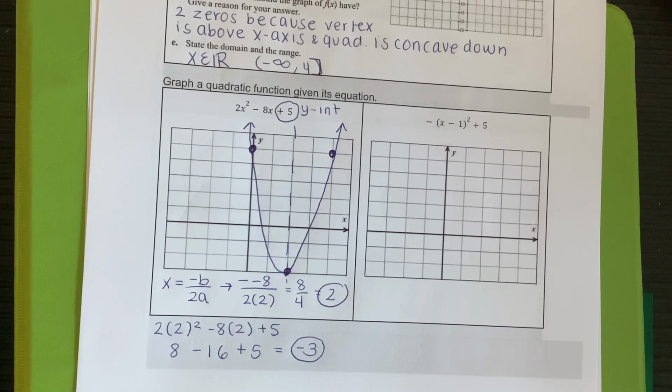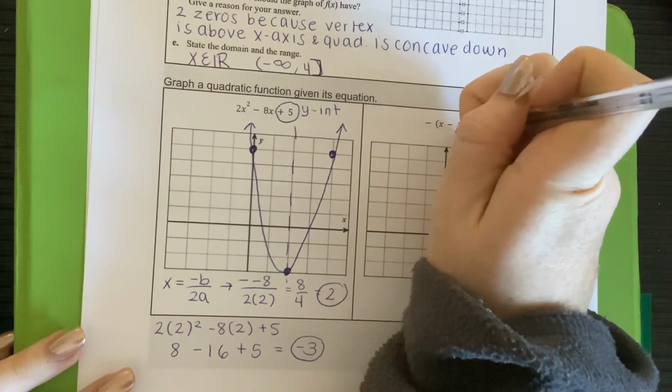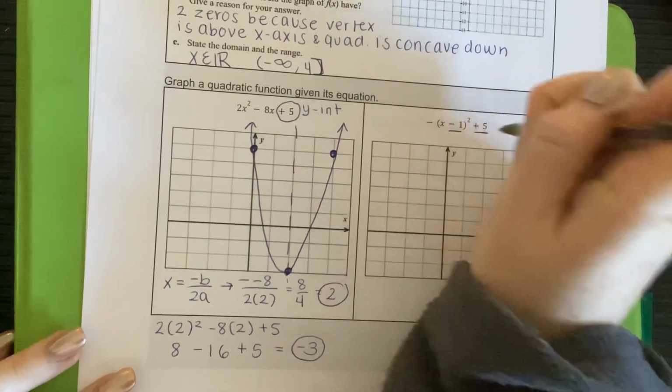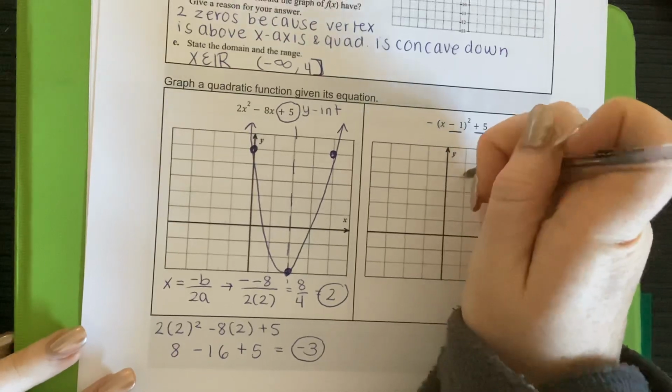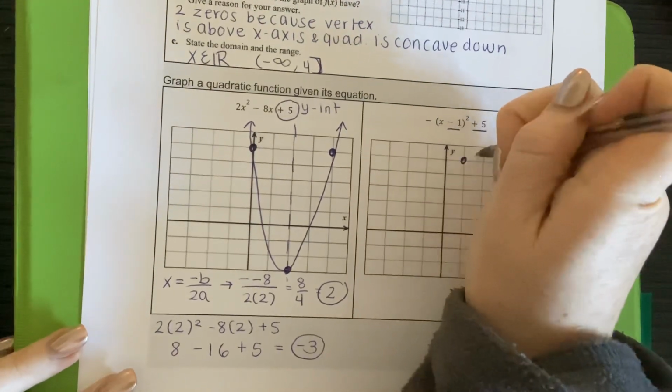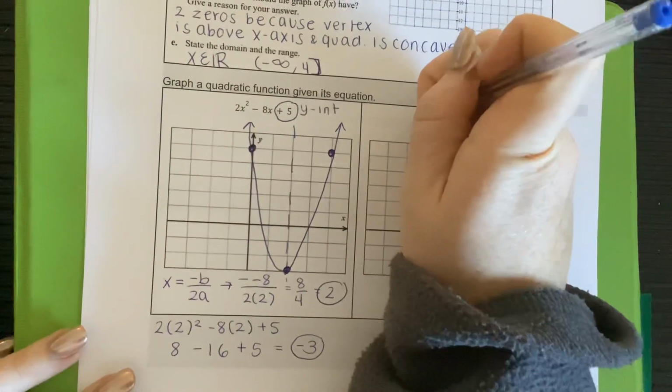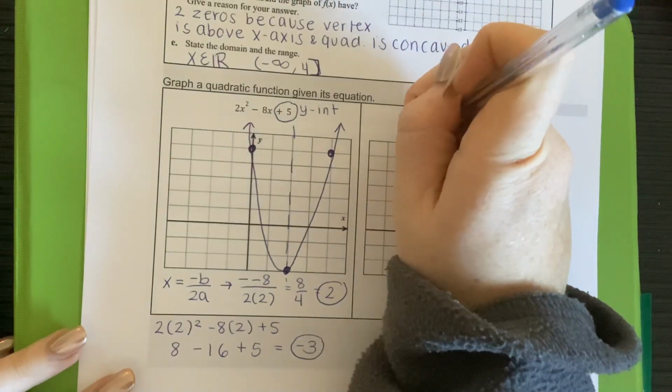Okay, next one. This one is now in vertex form. So in vertex form, we have our vertex. It's going to be opposite of what's here and here. So our vertex is at the point 1, 5. 1, 2, 3, 4, 5. Here's our vertex. This negative tells us that it's going to be flipped this way.